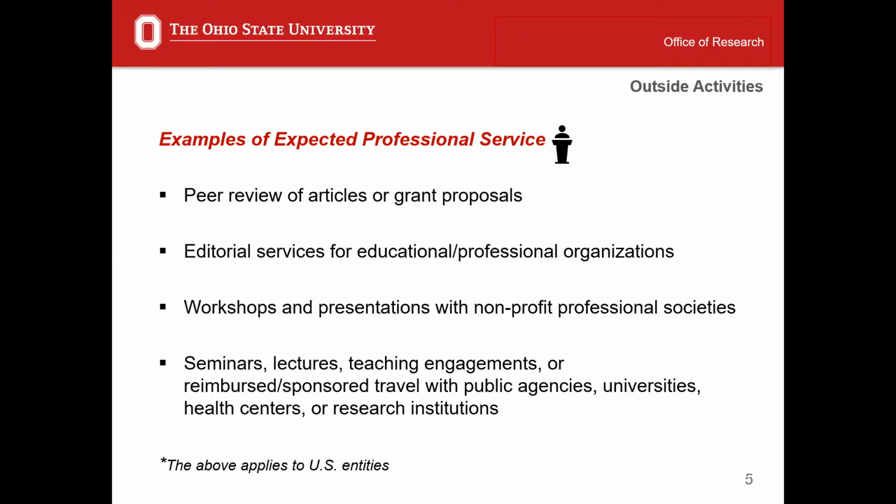Excluded from that are these categories of expected professional service. So when you look at this list, this should reflect, again, the expected work of a university faculty member that isn't considered to be an outside activity. So this includes peer review, journal editorships, workshops and presentations with nonprofits, and seminars or lectures with federal, state, local government agency in the US.